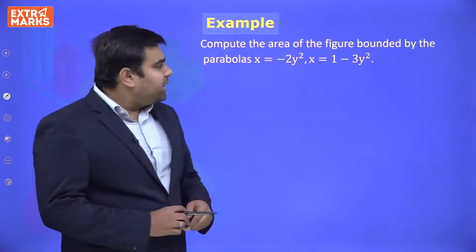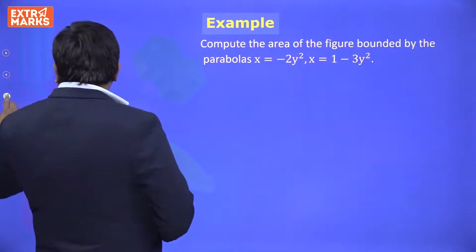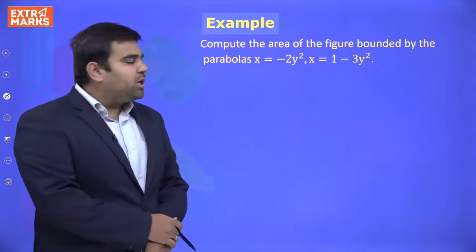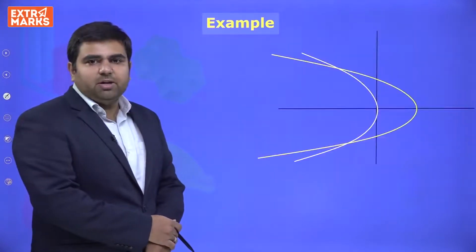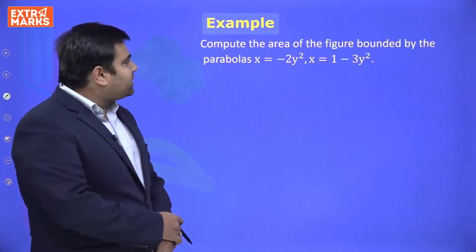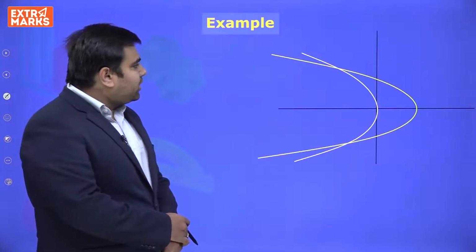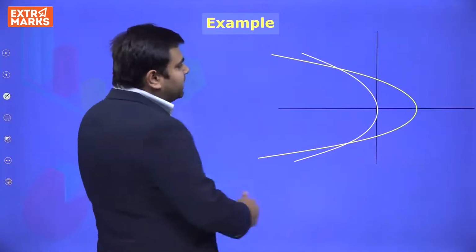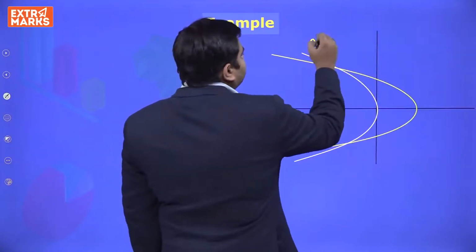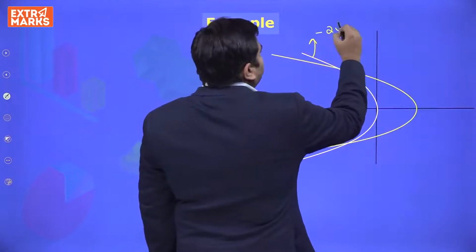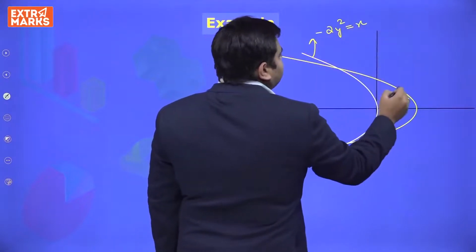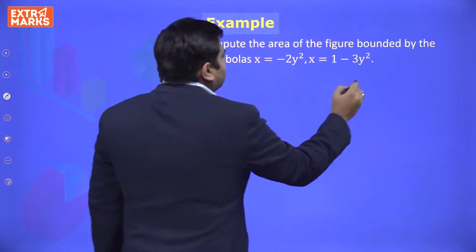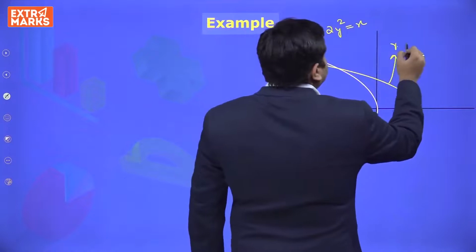Next, let's apply this in one of the problems given to us. We need to find the area between these two parabolas, x equal to minus 2y square and x equal to 1 minus 3y square. So how to find this area? What is minus 2y square and what is 1 minus 3y square? This curve is minus 2y square equal to x, right? And this curve is 1 minus 3y square.